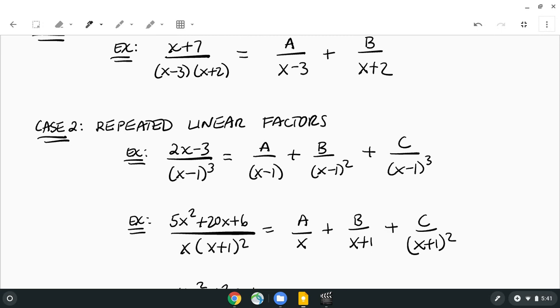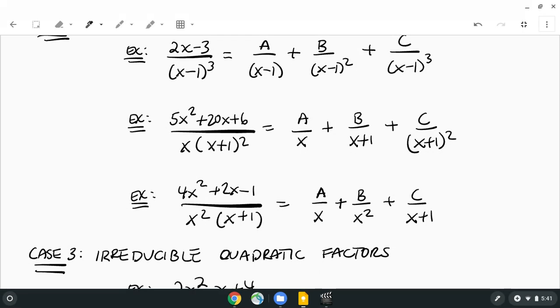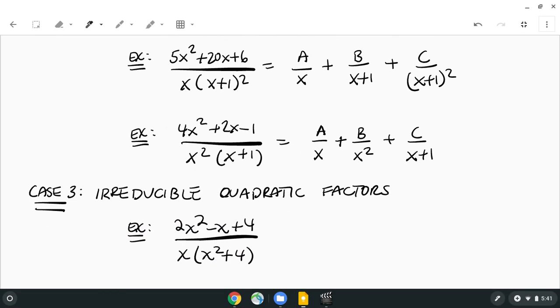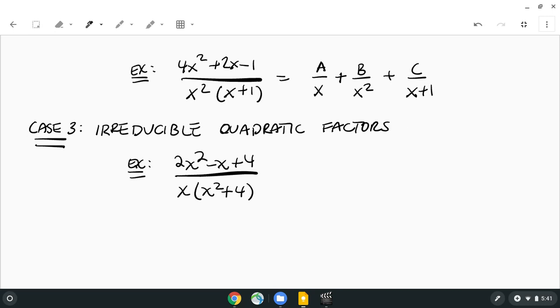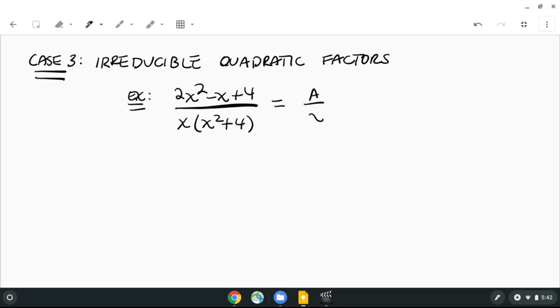They're all x to the first power inside the parentheses, right? X to the first power minus 3, x to the first power plus 2, x to the first power minus 1, and then here x to the first power plus 1, x to the first power plus 1. But when we look at this one, it has x squared plus 4. So that's a quadratic. And when you have a quadratic factor, then you have a different setup. The linear factor x will remain the same, so you'll have one fraction for that one.